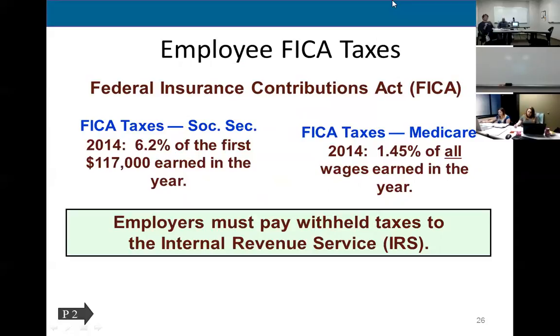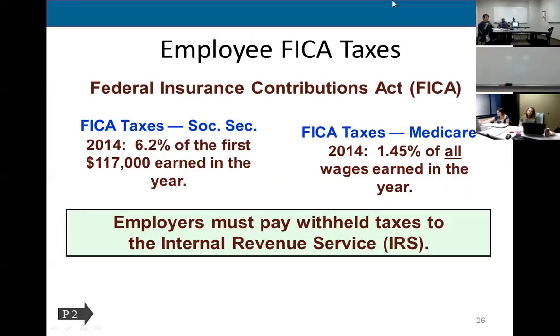FICA on Medicare is 1.45% of all wages earned in the year. So there is no earnings limit here. Now I can share with you these are still the current rates right now. Some employees were able during this time period to receive a temporary reduction in the FICA taxes, but these have been 6.2% for some time now.